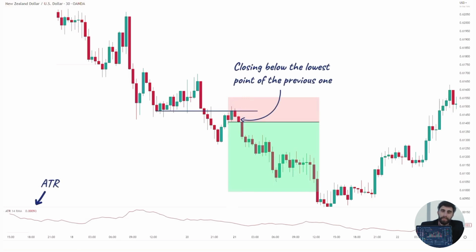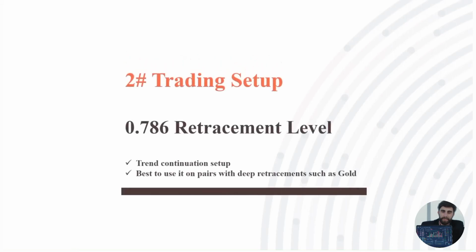Again, place your stop 1 ATR above the highest point of rejection and target the next demand area. Now, let's move on to the next price action setup, which happens to be very simple but so powerful.